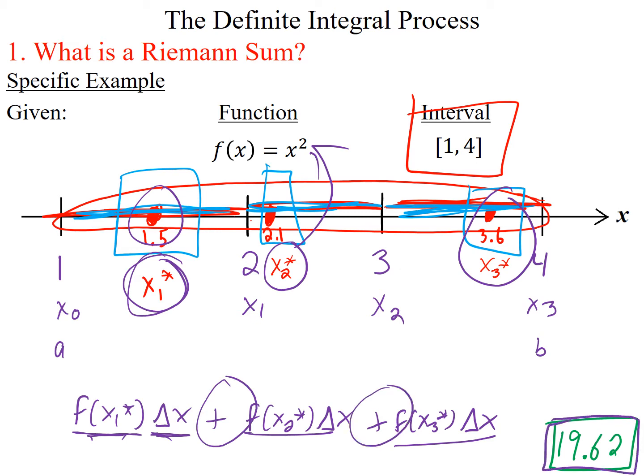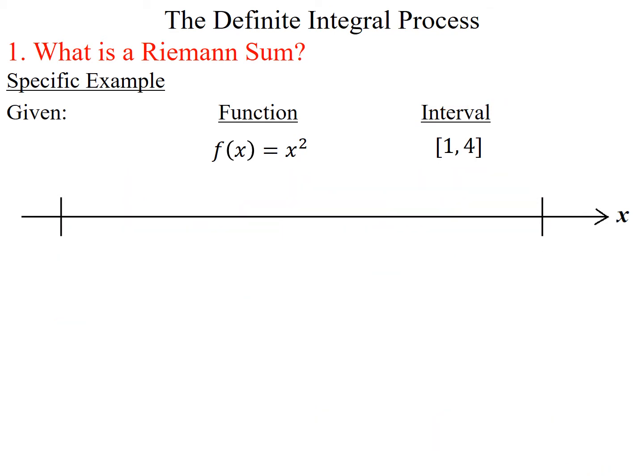Okay, let's do that one more time. I want to do the whole thing over. I'm going to cut into a different amount of intervals this time. And again, let's practice notation and all that stuff. So same function here, same interval, 1 to 4. So this number here is 1, this number here is 4. Let's go ahead and cut it into 5 intervals.